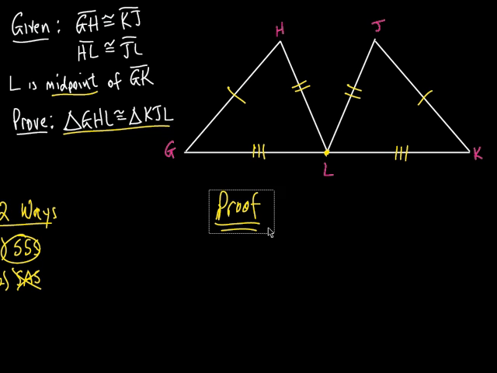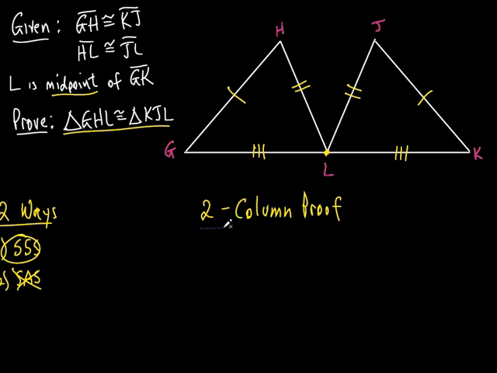Now, what I want you to do is I want you to set this up a certain way. If you look in the book, they actually have three ways to do a proof. I'm only going to do one way. So no matter what it says, no matter if it says do the other two ways, I always want you to do this way. And this is called a two-column proof. This is a very common way to do a proof in high school.